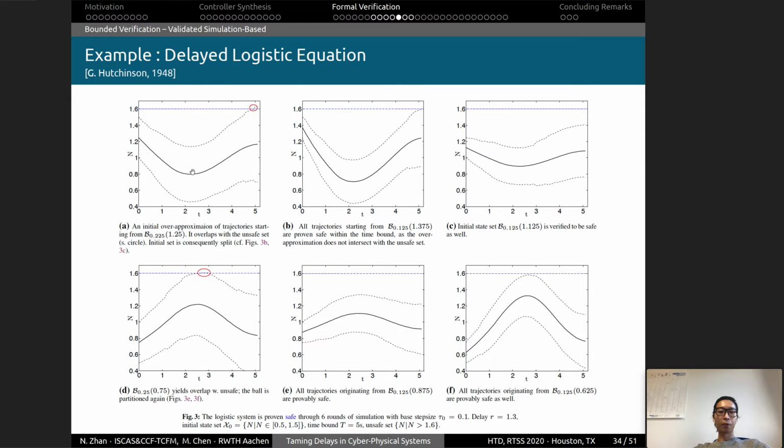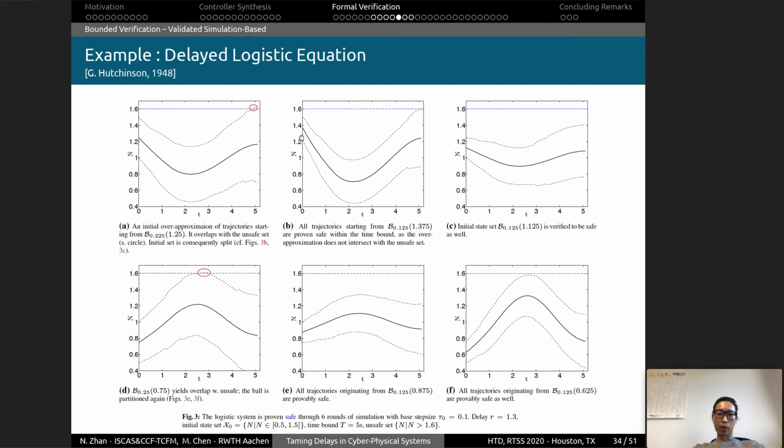And for each of them, we do the same simulation-based over-approximation. And here we find that the over-approximation intersects with the unsafe set of states. And in this setting, we cannot claim anything. What we can do is to refine the partition. This gives us these two sub-figures.